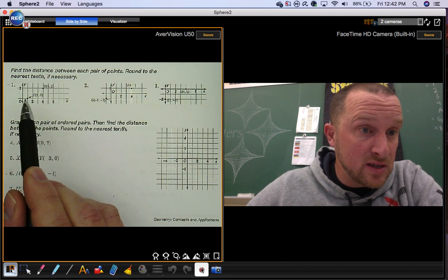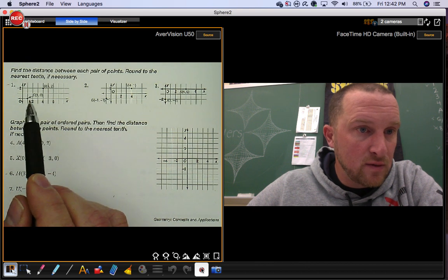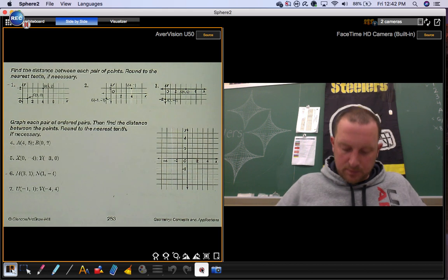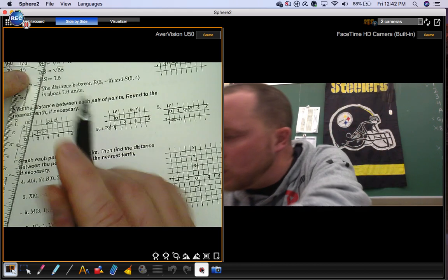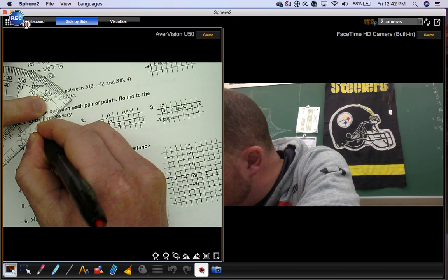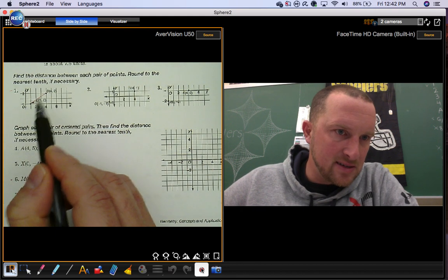Here's an ordered pair C. It lives at 1, 0. Here's the ordered pair D. It lives at 4, 2. I'm going to use a straight edge and I'm going to connect those two ordered pairs C and D. How long is that distance?